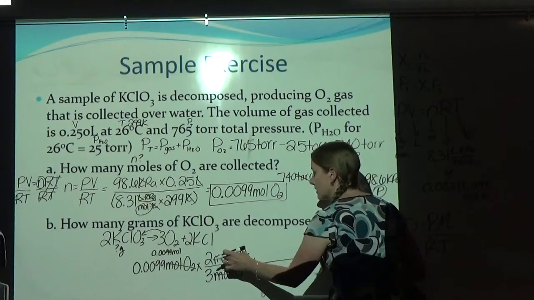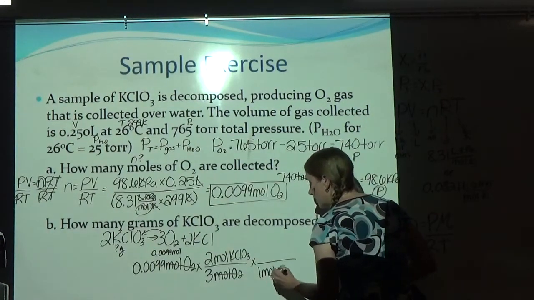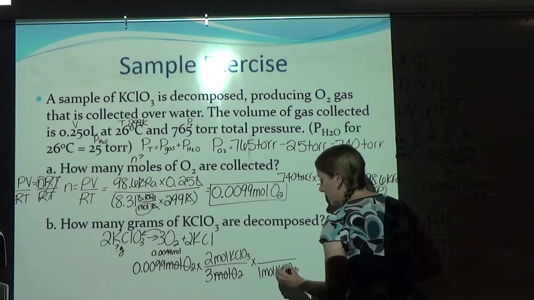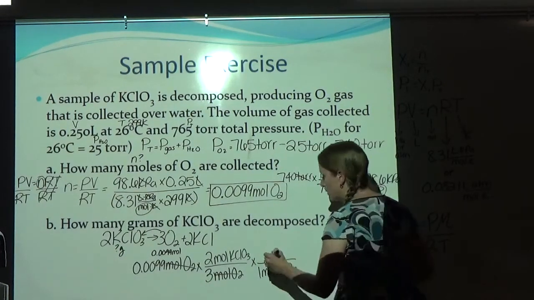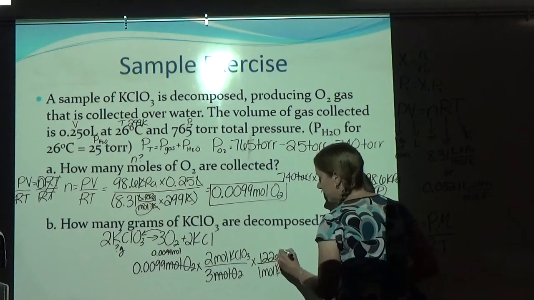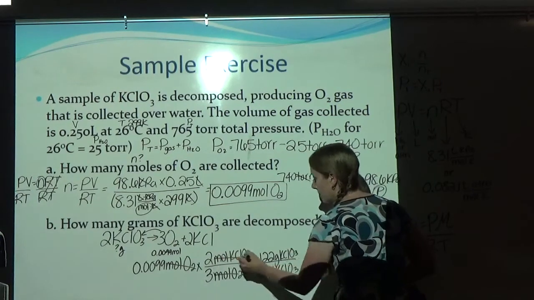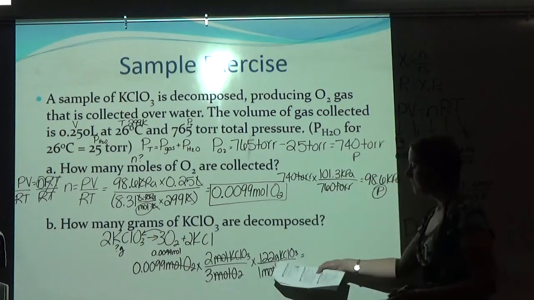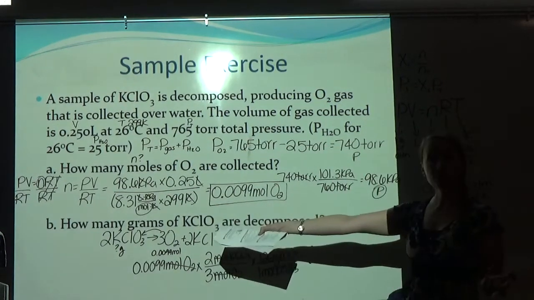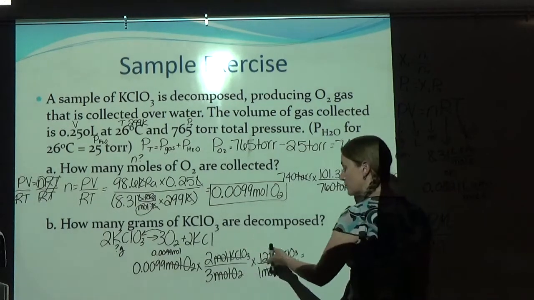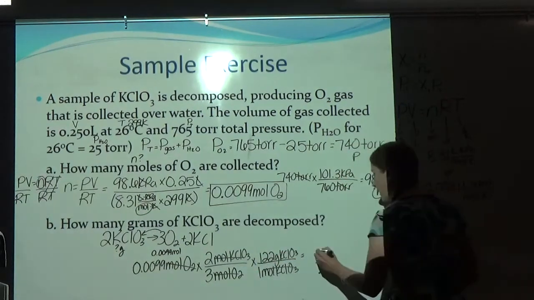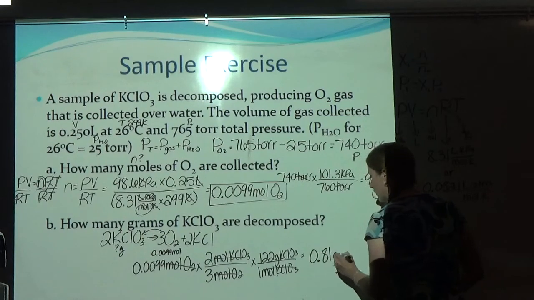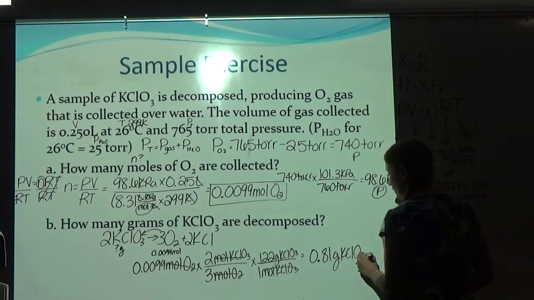So since the mole is on top, I'm going to put the 1 mole on bottom. And what did I say? Oh, 122 grams on top. So my moles cancel. So I made it to grams of KClO3, which is what it asked for. So I just multiply the top, divide by the bottom, and so I ended up getting 0.81 grams of KClO3.